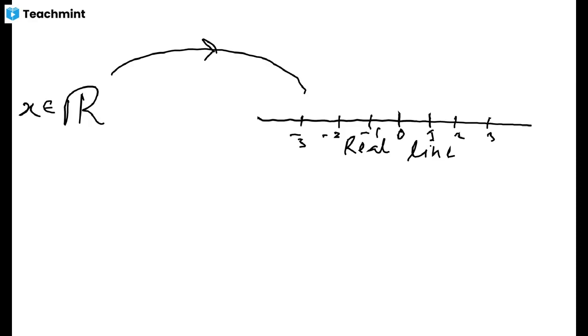That is, for every real number x, there is a point on the real line, and for every point on the real line, there is a real number in R. In this way, it is a one-to-one correspondence between the points of this line and the elements of R. So keeping this correspondence in mind, let us see what an interval is.